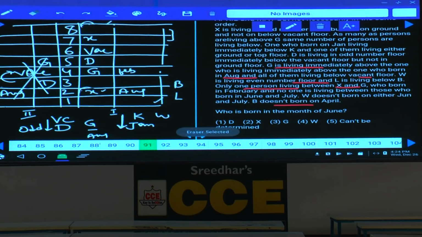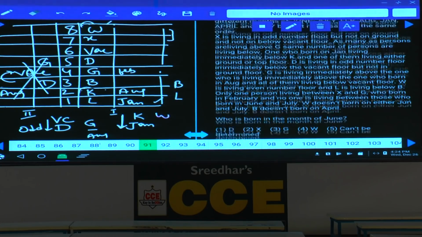Hence, W is at this place. If W is at this place, then who is the person here? X is here. If X is here, then K and N... who is the other person? K is at this place. If K is here, then the person who was born in Jan is at this place, then L is below B, so L and B will be at these two places. Done? Then what is the other possibility we have? Then G and August, let's go through the information once again.